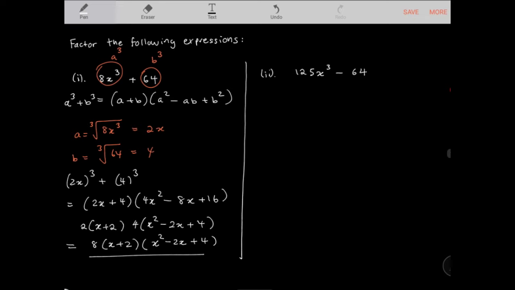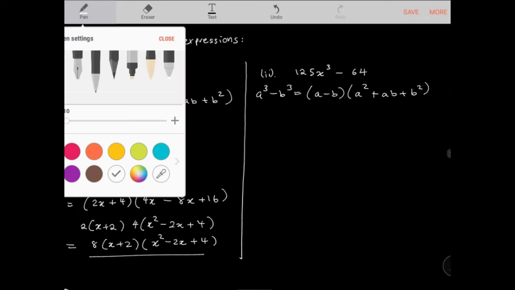Let's take a look at example 2. So here we're going to be using the template a cubed minus b cubed, so it's a difference of cubes, and this template is going to be factored as a minus b times a squared plus ab plus b squared.